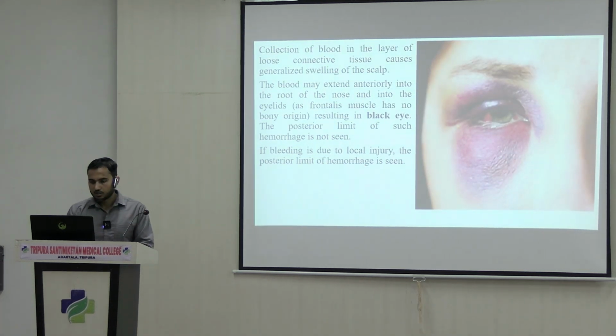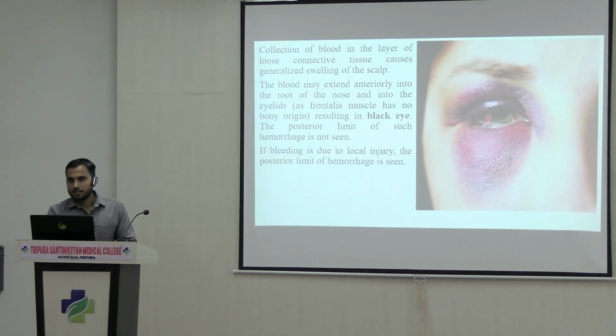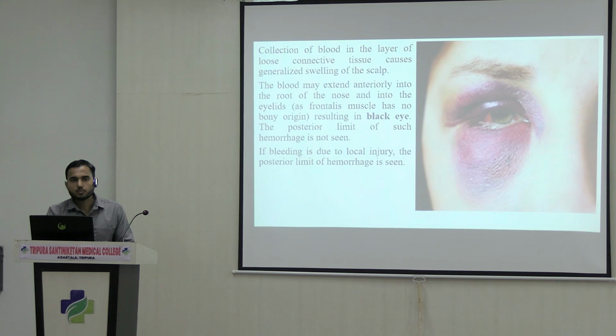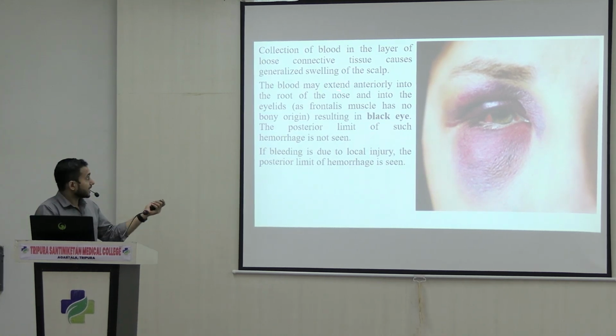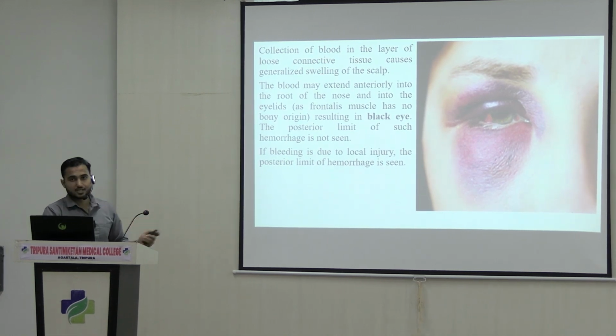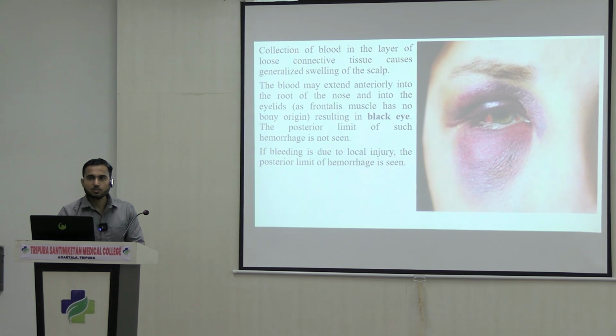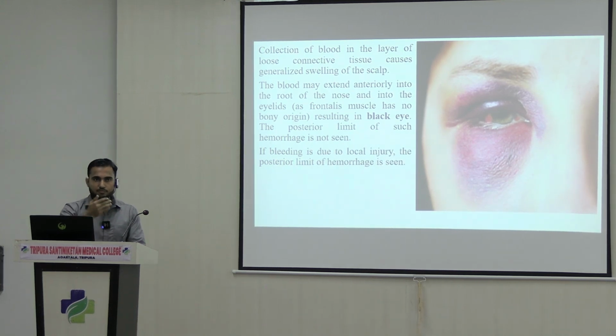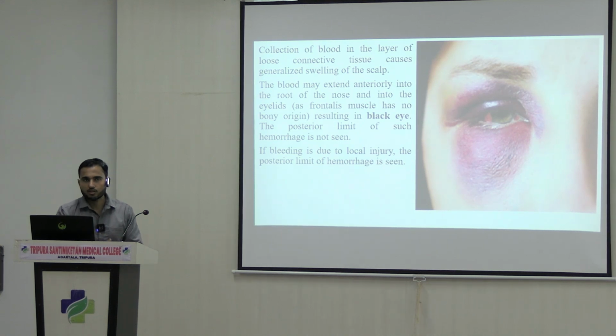As you can see, the black eye. Any idea what happens in the black eye? Which layer of the scalp is injured? Yes, loose areolar tissue. So you can see the collection of blood in the loose connective tissue causes generalized swelling of the scalp. After that, what will happen? How does the blood come up to the eye? Damage is taking place in the scalp, then how come blood is coming into the eye or associated areas?